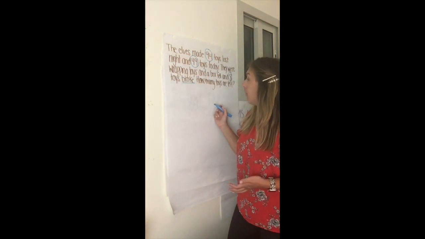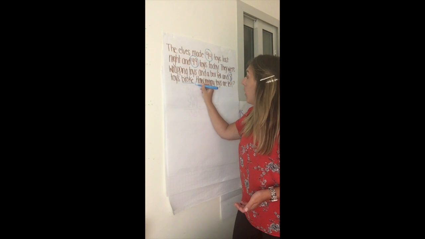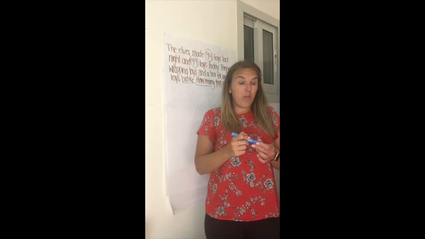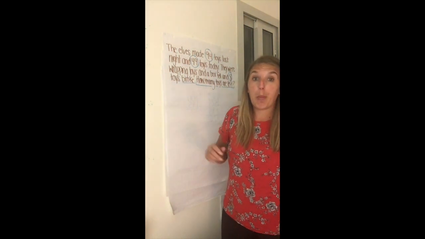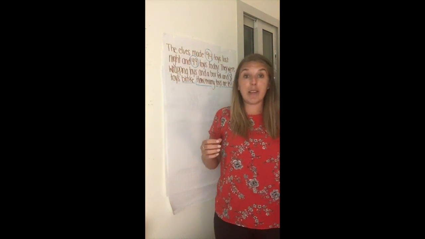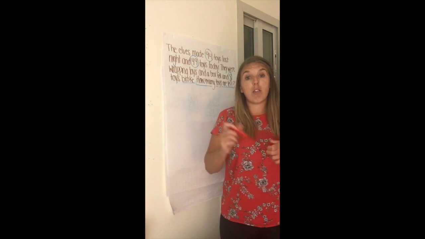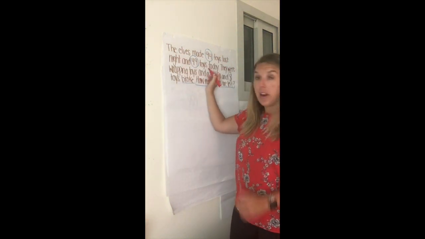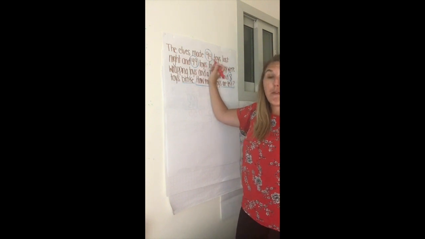Okay, and finally, last but not least, it says how many toys are left. So we know that this is our question. Now, we know that there's 8 toys that broke, but we still have to figure out how many toys they made. So we have to go back up to the start of our question, which is the elves made 94 toys last night and 49 today. And we circled 49 and 94 to help us.